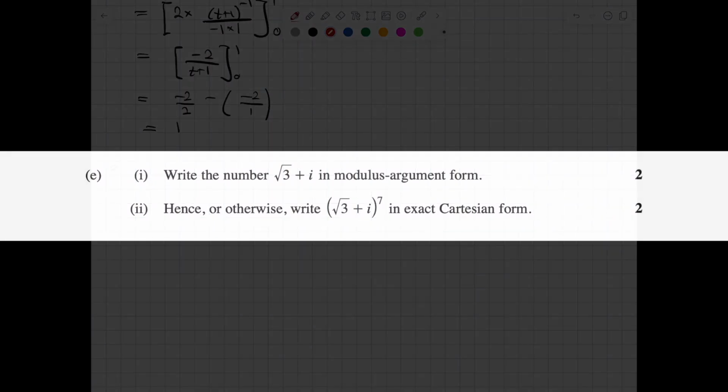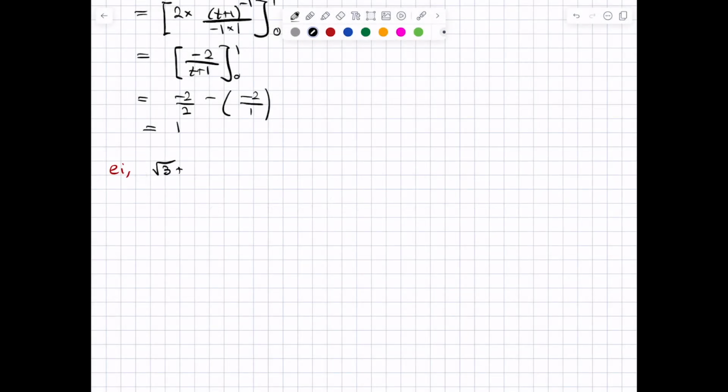Part E. Write the number root 3 plus i in modulus argument form. Okay, root 3 plus i. Now, if you've done enough practice, you should probably be able to actually just quote this because it pops up so often. But whenever I want to convert from a Cartesian form to a mod arg form, I always do a quick sketch of where the complex number is, just to see what quadrant I'm living in. So I go across root 3 units and up 1 unit, so roughly like that. So I know I'm in the first quadrant, that's good.